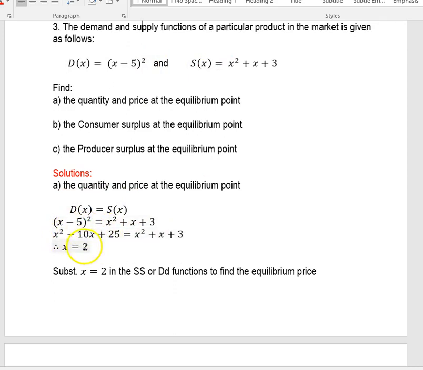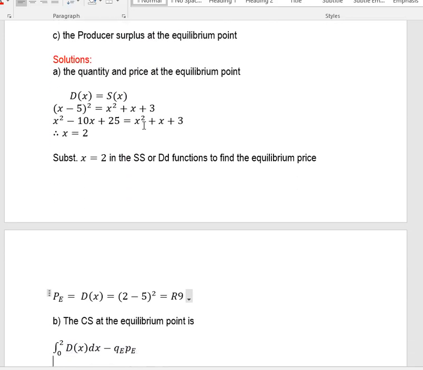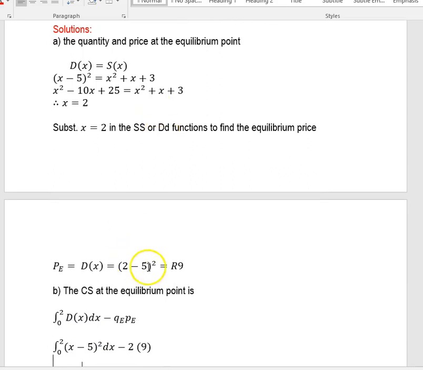If I do that, open the bracket for that, you have that. You collect like terms and solve for x. X will be 2. So it means equilibrium quantity is 2. To find your equilibrium price, you substitute 2. You can use either of the equations to substitute 2 as x, and then you get your equilibrium price. That's what I did there. I'm using the quantity demanded. If I put 2 there for x, my price at equilibrium is 9.